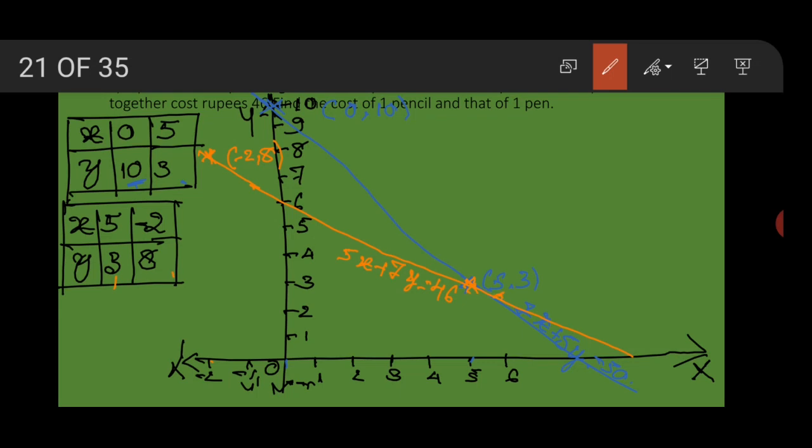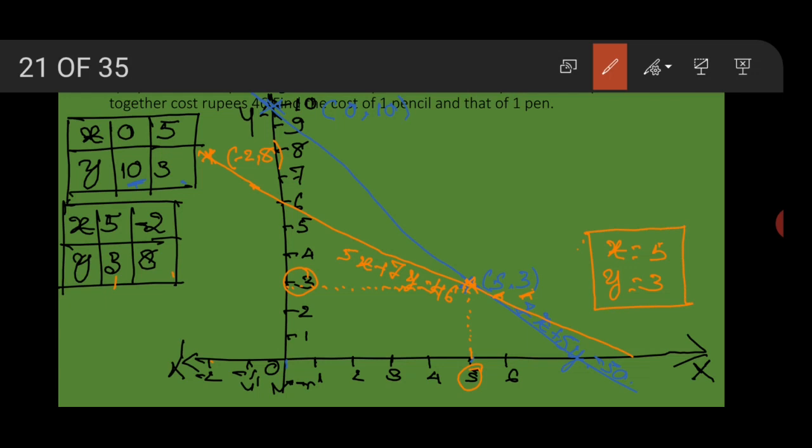So, here what is the value of x? X is 5. This will show the value of x, right? And if you draw a perpendicular dotted line to the y-axis, you will get the value of y. It is 3, right? And therefore, I will write here, write down in pencil only, use pencil: x is equal to 5 and y is equal to 3.